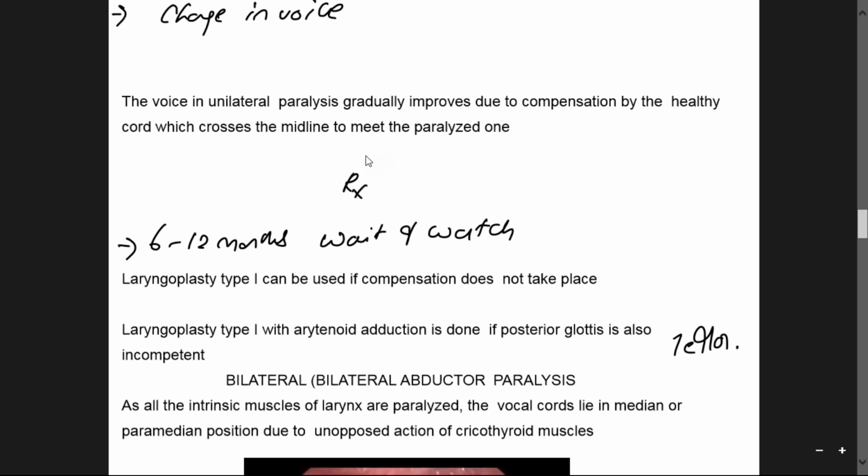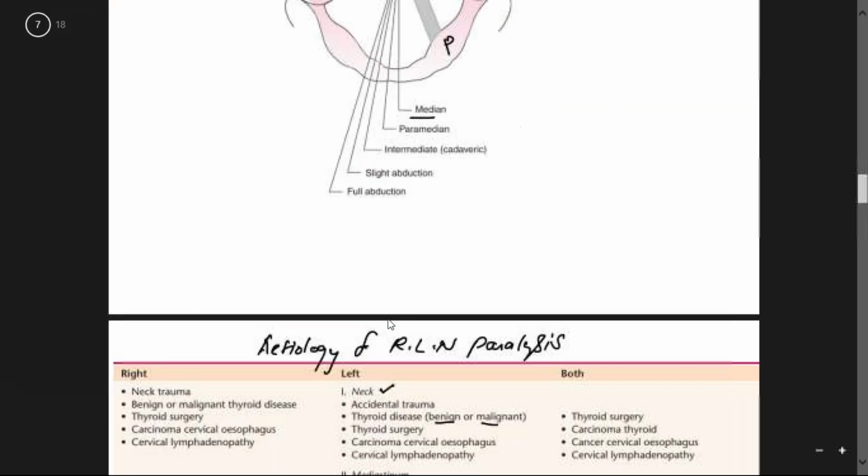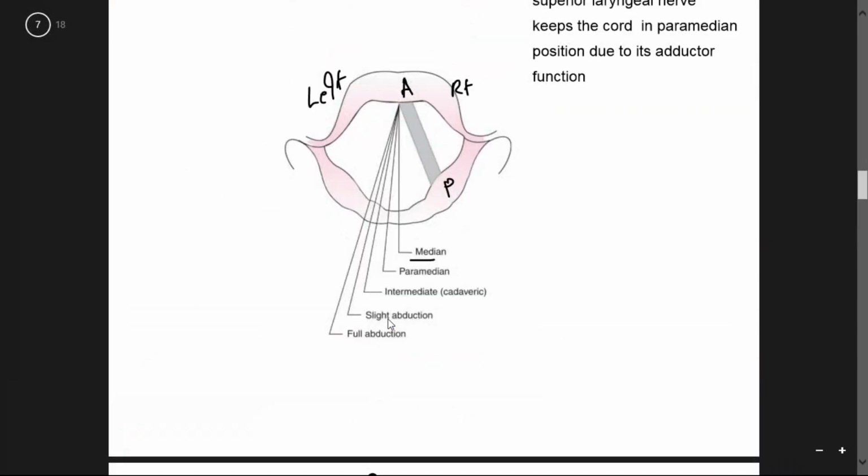So what do you do in such a case? You need to wait and watch for 6 to 12 months, then you can do a laryngoplasty type 1. What is laryngoplasty type 1? Remember that laryngoplasty type 1 is medialization of the vocal cord. I'll go into detail on laryngoplasty in the next class, but right now just remember.